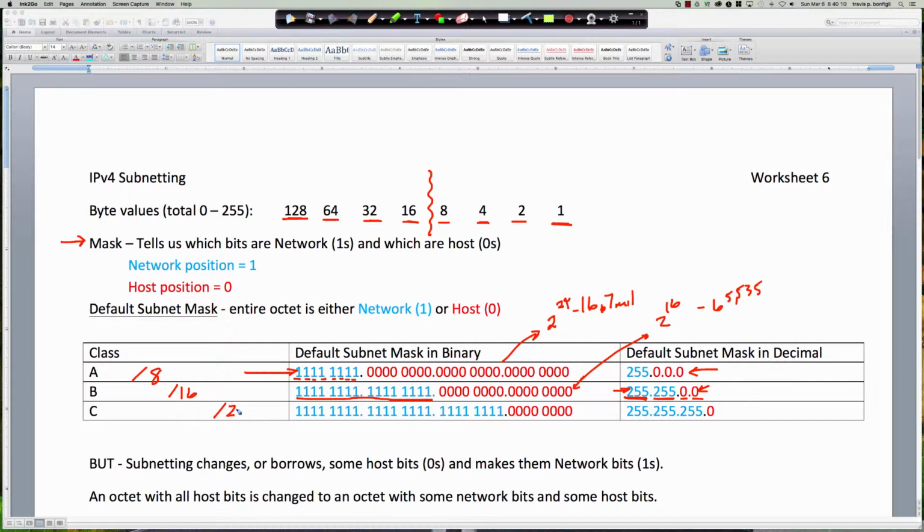The Class C is a /24. So the first 24 bits in the subnet mask are all going to be 1s in the binary form, and then it would translate to this value, 255.255.255.0, in dotted decimal notation.